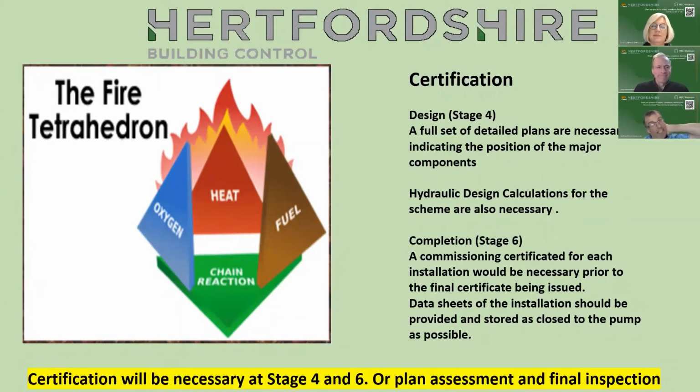And the last one is down to certification. So basically, at stage 4, we want a full set of detailed plans of the sprinkler installation, indicating the position of the major components. Hydraulic design calculations for the schemes also necessary. So we get that at stage 4, which is full plans, and we would discharge your condition straight away on receipt of that. And in a completion stage, we want a commissioning certificate for each installation and provide prior to the certificate being issued.